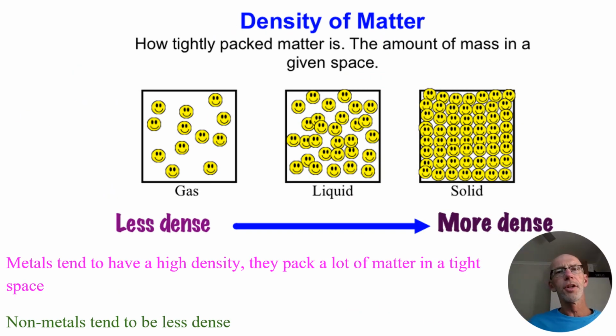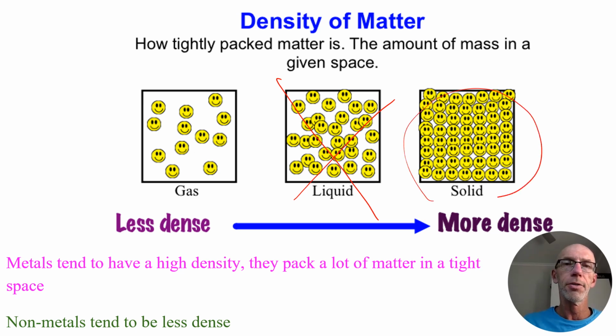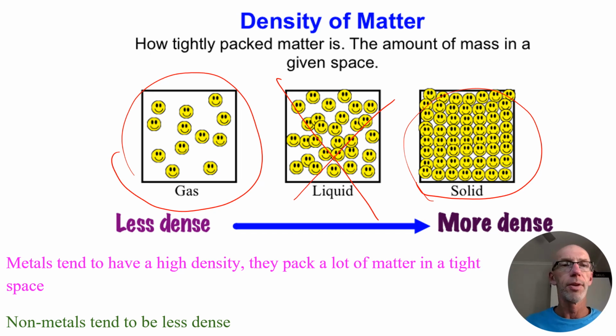The second characteristic that we'll look at is the density, how tightly packed the matter is in a given space. Given all non-metals, apart from bromine, are gas at room temperature, let's not worry about liquid at this point. Let's just focus on gases versus solids. Metals tend to have a higher density, which means the arrangement of the particles is a lot more tightly packed, with very little space between them. Whereas for your non-metals, the particles tend to be more spread out, which is what we have with our gases here.